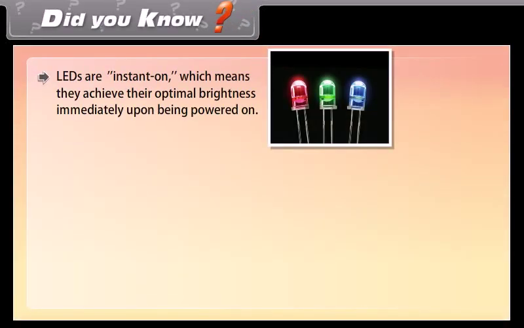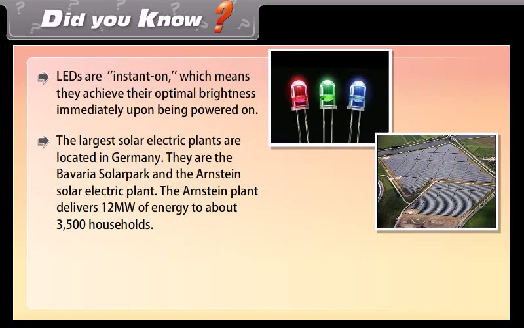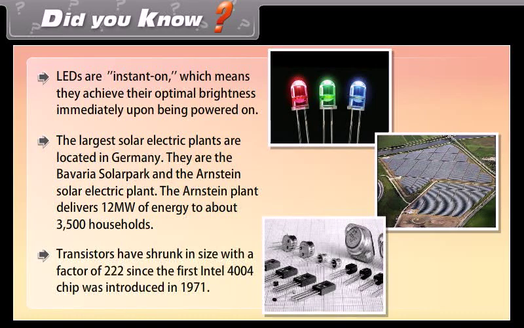Did you know? LEDs are instant on, which means they achieve their optimal brightness immediately upon being powered on. The largest solar electric plants are located in Germany. They are the Bavaria Solar Park and the Arnstein Solar Electric Plant. The Arnstein plant delivers 12 megawatts of energy to about 3,500 households. Transistors have shrunk in size by a factor of 222 since the first Intel 4004 chip was introduced in 1971.